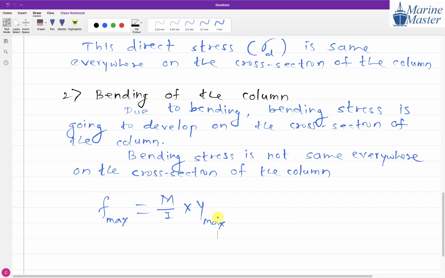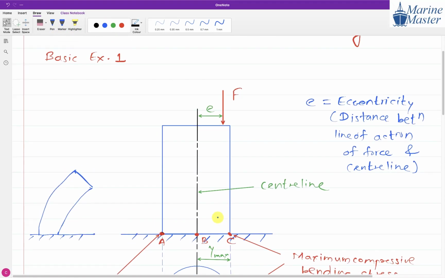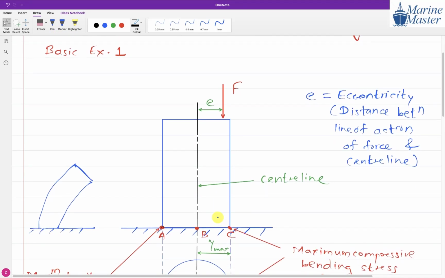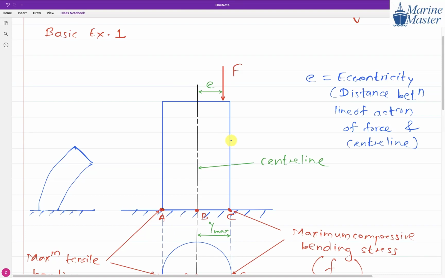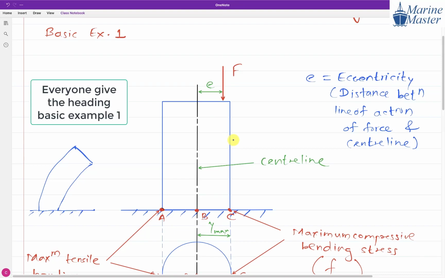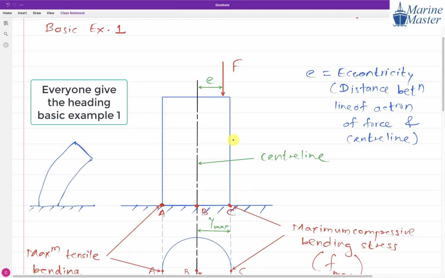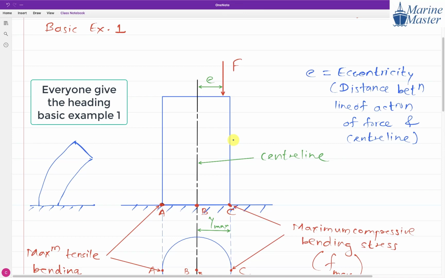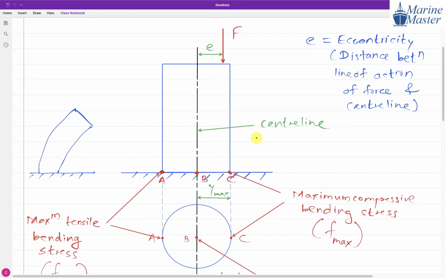Guys, 1 minute. Before going further, everyone, give the heading basic example 1. And draw this figure properly, guys.